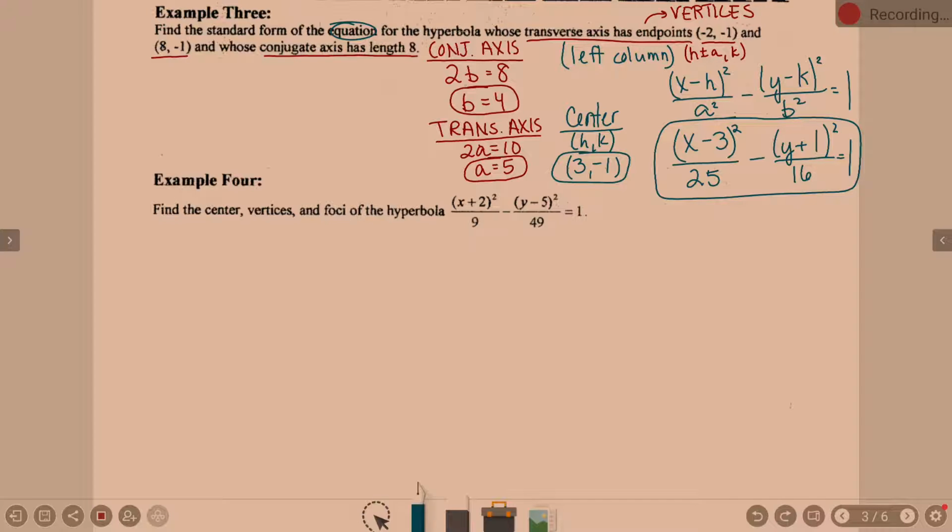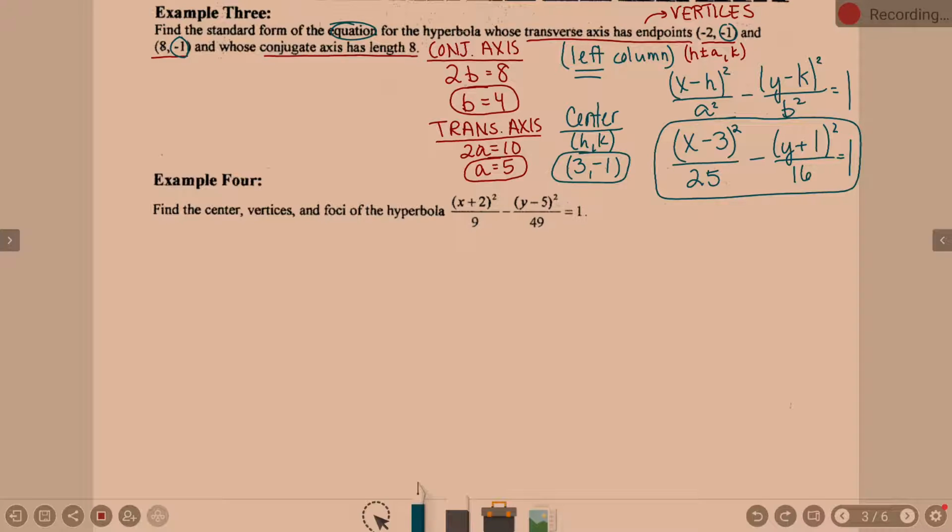But it asked us to write the equation. We talked about the transverse axis has endpoints. So one correlation we made is that the transverse axis endpoints are called the vertices. We talked about because the -1 is the same, that told us it was the left column. Okay. Conjugate axis has length 8. That was the easy one, right? So 2b equals 8, and thus b equals 4.